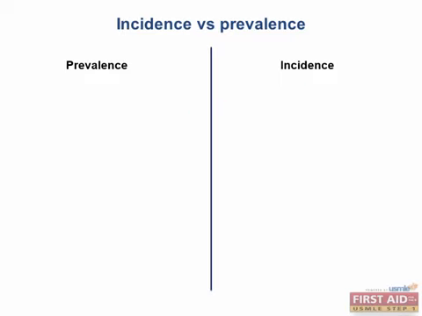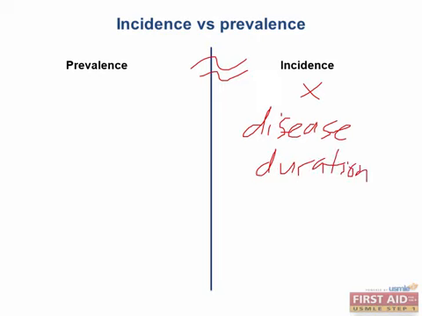So roughly speaking, the prevalence is approximately equal to the incidence times the disease duration. Thus, for chronic diseases like diabetes, the prevalence will be greater than the incidence because there are a larger number of existing cases. While for acute diseases like the common cold, prevalence is approximately equal to incidence because almost all of the cases are, by definition, new cases.